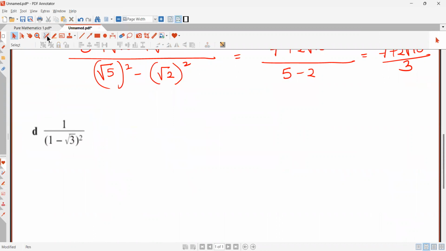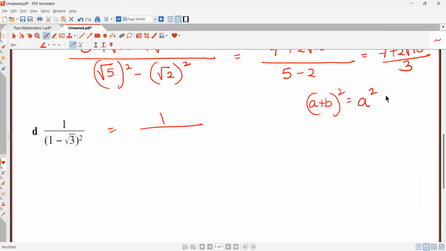Okay, so this is the D part. Let's do. Now here there is no rationalization till now. Till now, no rationalizing state. If I open the bracket, do you remember the formula? A plus B whole square is equal to A square plus 2AB plus B square.